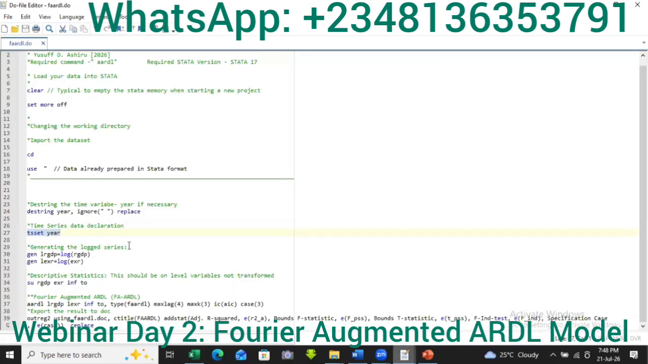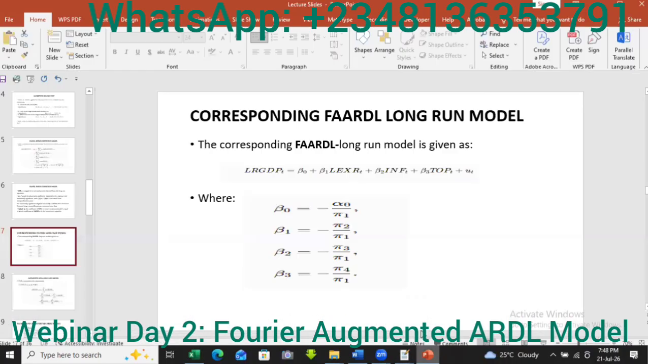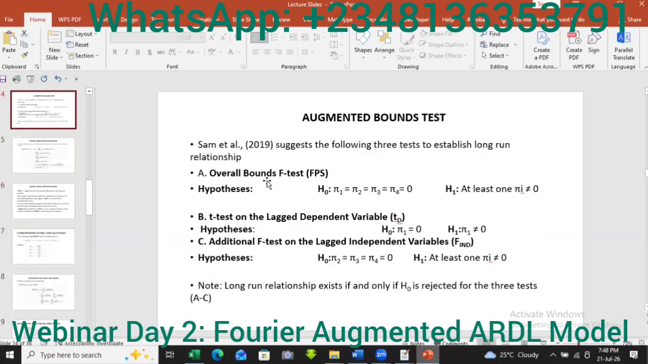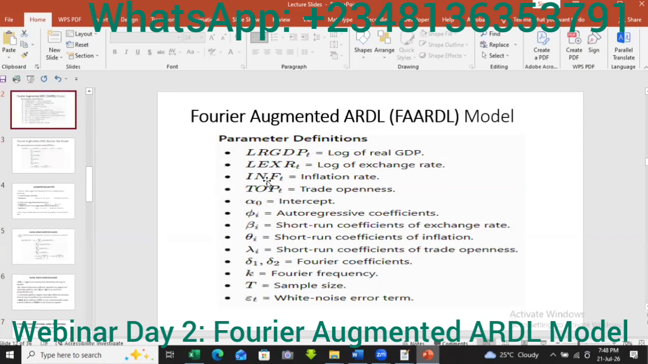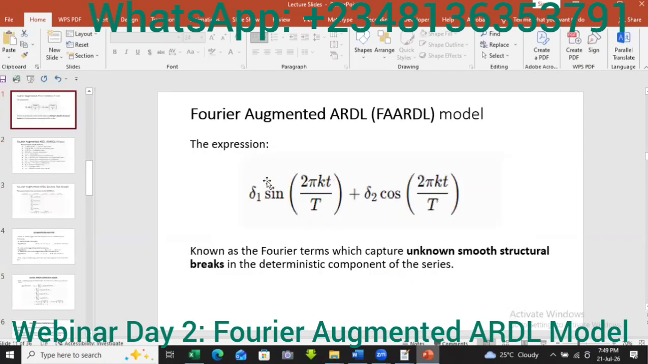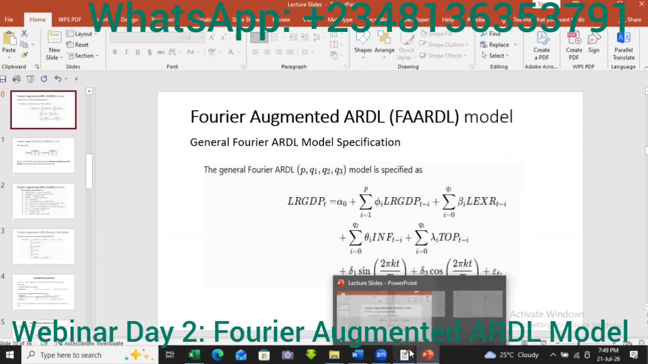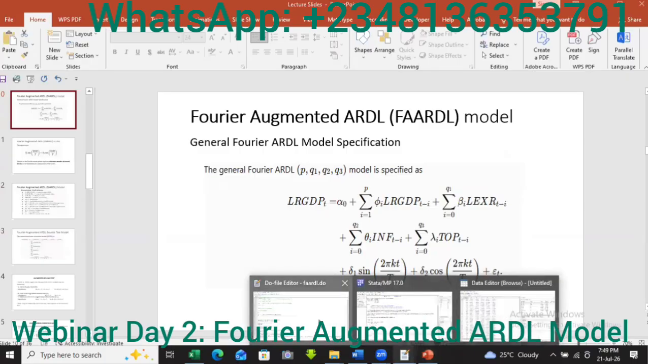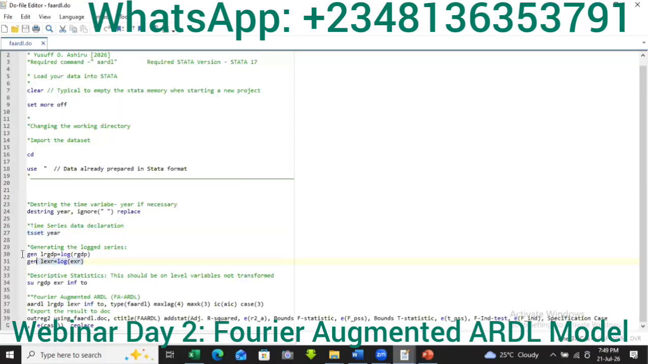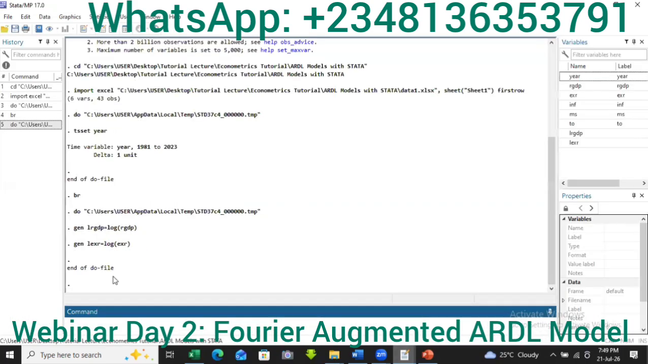Then I go back to the do file, because the model I want to estimate is based on the log of exchange rate and the log of real GDP. So I need to log exchange rate and real GDP. To log the two series, you can see here is the code, line 30 and line 31. So I execute that. Let me go to the environment. So exchange rate and real GDP have been logged.